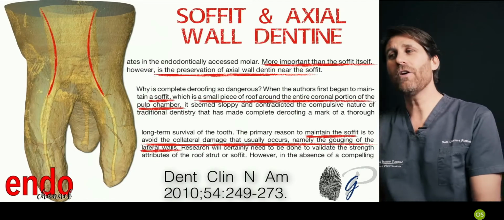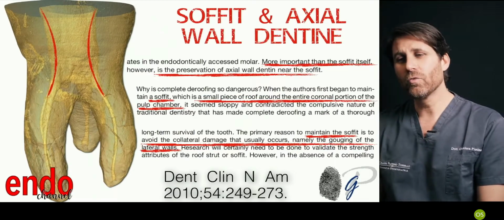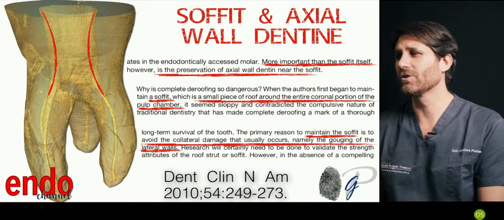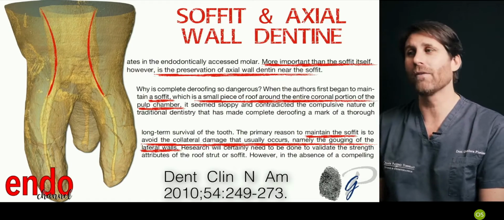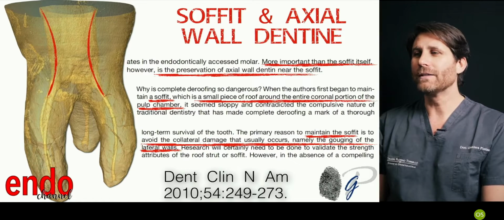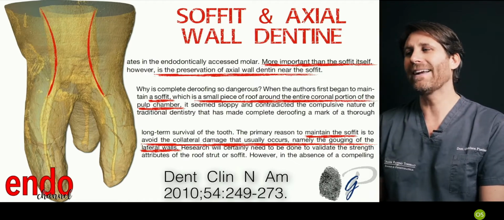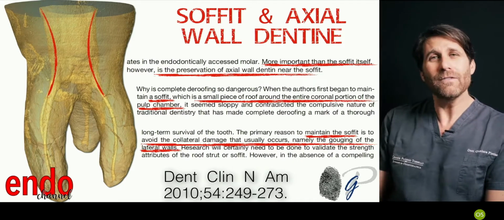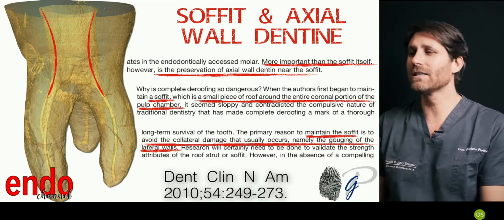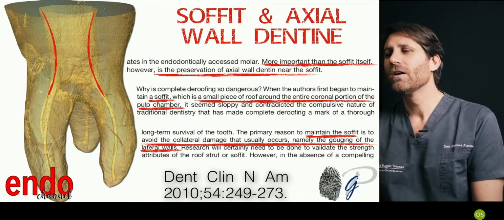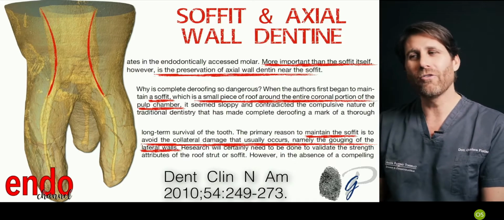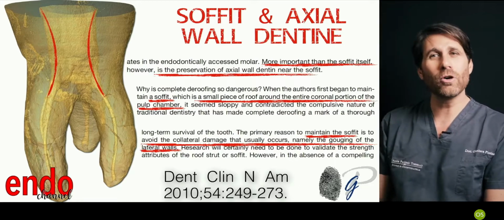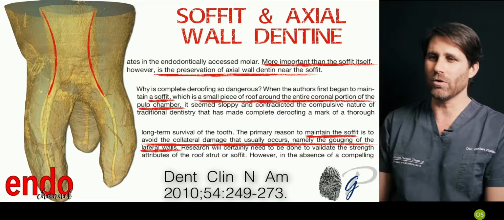Another structure very important to be maintained is the axial wall dentin and part of the soffit. But more important than the soffit itself is the preservation of the axial wall dentin near the soffit. The soffit is a small piece of roof around the entire coronal portion of the pulp chamber. Maintaining the soffit, more than giving us more resistance to the structure itself, may avoid the collateral damage that usually occurs with removal of the laterally axial dentinal walls. So maintaining the soffit may prevent us from going to the axial walls to unnecessarily remove these walls.